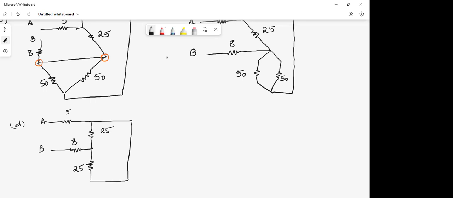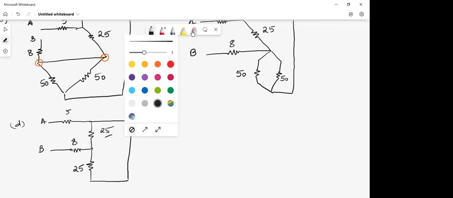Now, anything in series over here in step D? Anything in series? No, sir. Anything in parallel? Two 25 ohm resistors. Yes. This 25 and this 25, they are in parallel. Hope you understand this part. Those who could not understand, just have a look.